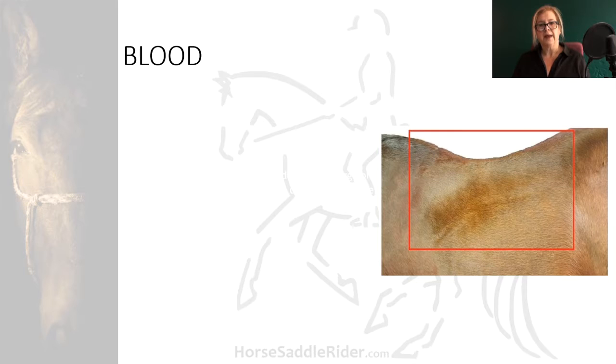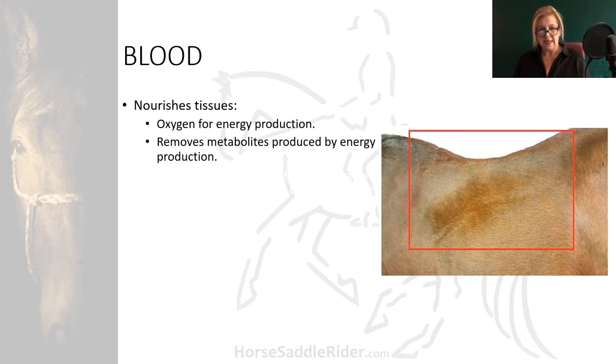Let's take a look at the passive structures individually. The role that blood plays in working muscles is to nourish the tissue with oxygen for energy production and remove the metabolites produced by that energy production, and bathe it with warmth for pliancy, permitting contracting and lengthening of muscle for joint action.